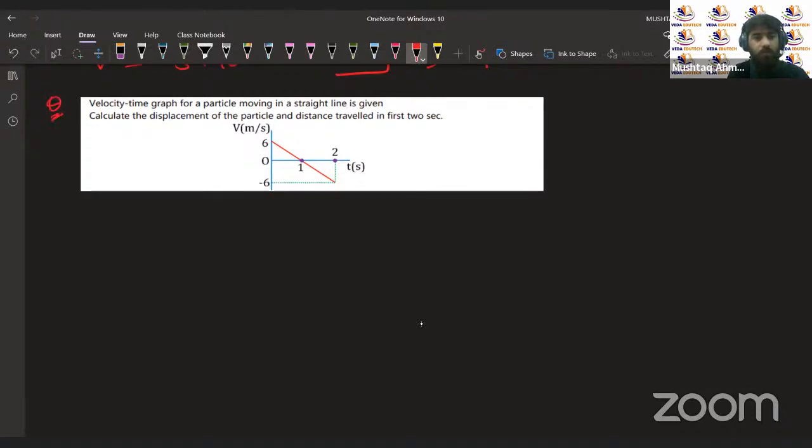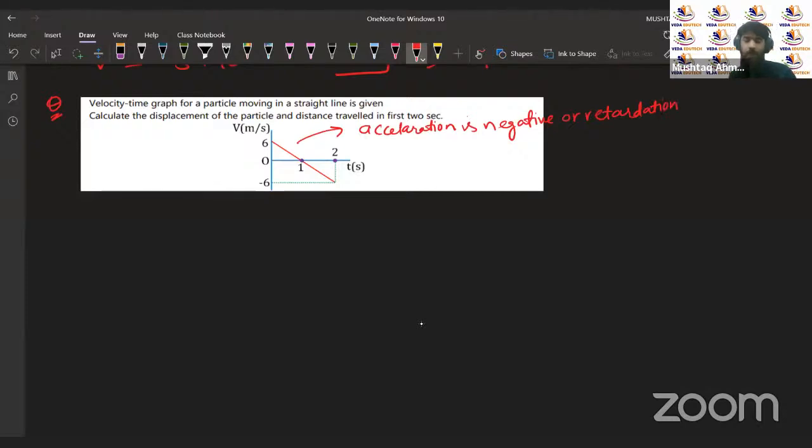The question is, the velocity time graph for a particle moving in a straight line is given by this graph. Calculate the displacement of the particle and the distance traveled in the first 2 seconds. It's a straight line graph, and the slope is negative, so the acceleration is negative, or we can say it's a retardation, because the velocity here is positive but the acceleration is negative.